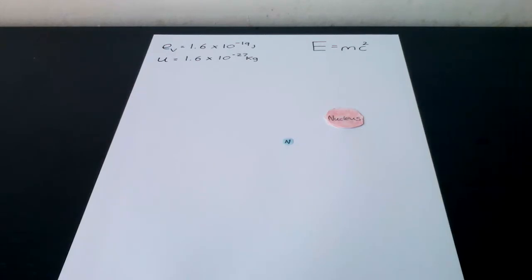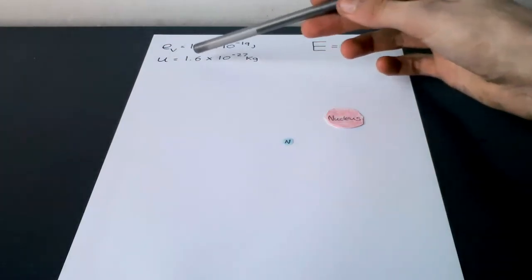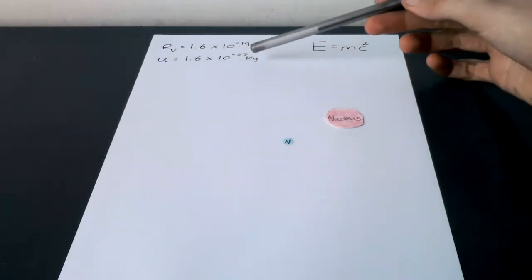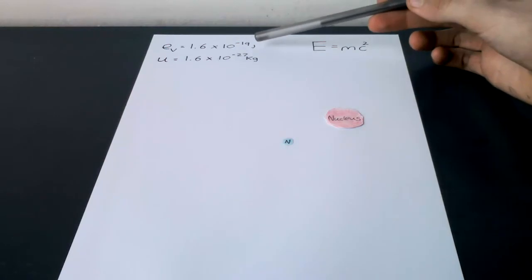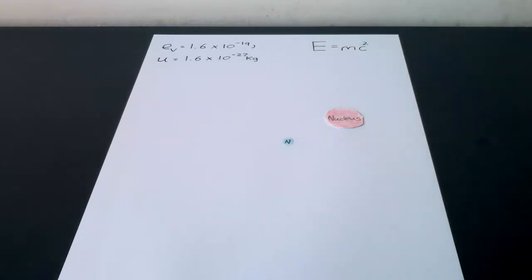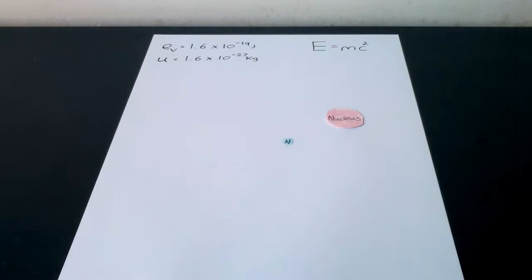Physicists often use atomic mass units to deal with the small masses, and electron volts to deal with the small energies. The atomic mass unit, u, is equal to 1.6 times 10 to the minus 27 kilograms, and the electron volt, eV, is equal to 1.6 times 10 to the minus 19 joules. In these units, you should be able to show that the mass defect for helium is around 0.03 u, and this corresponds to an energy of around 28 million electron volts, or 28 mega electron volts.